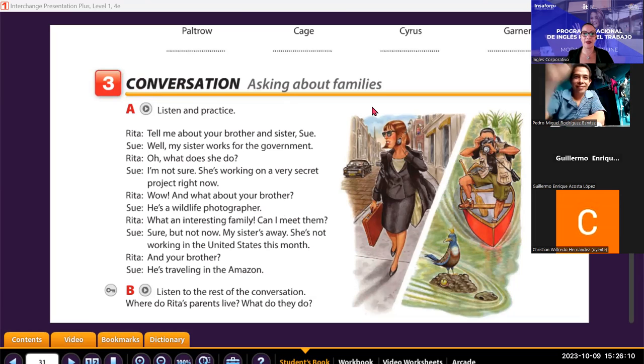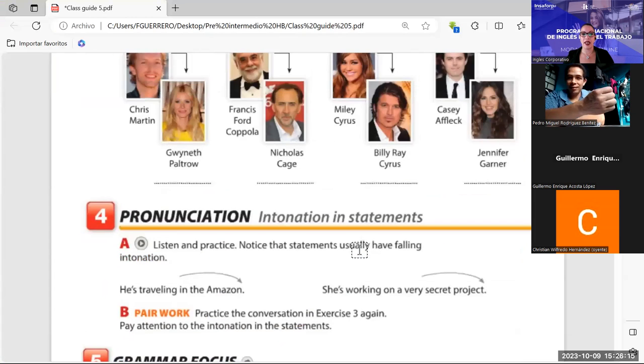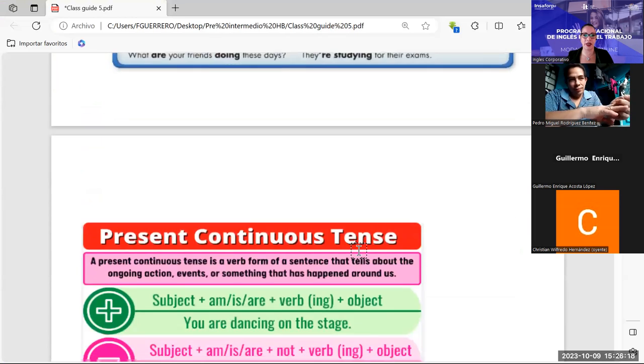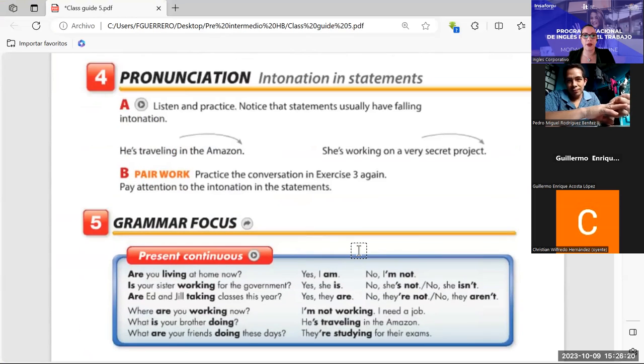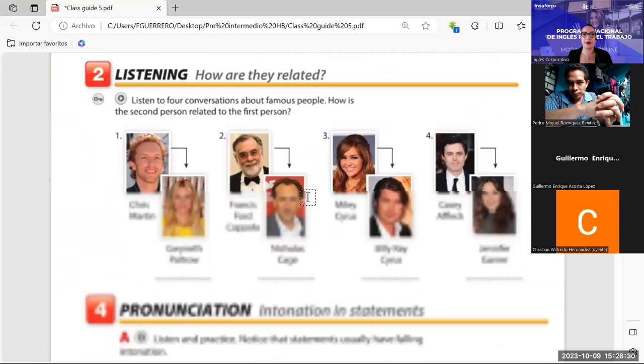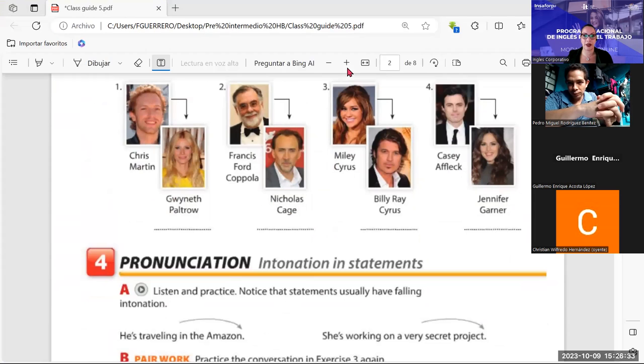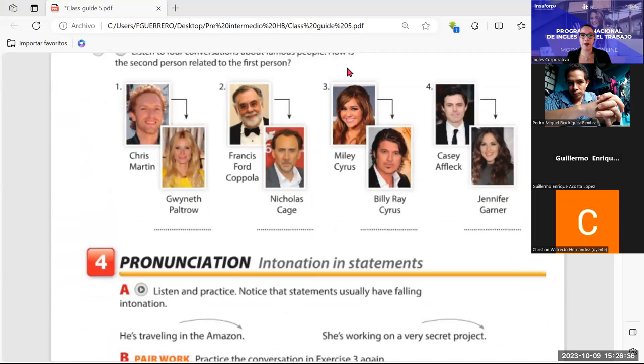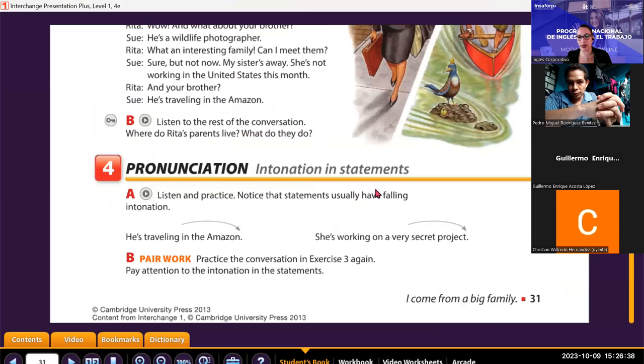Okay, let me share to see the guide. Yes, we have these two exercises. And then we have this pronunciation exercise, as we're going to be working with yes/no questions, some with the verb be, and WH questions with the present continuous. This is what we'll be working on today. So let me do a new share. Yeah, we completed this part. And now intonation in statements. Let's see, the intonation in this kind of statement tends to be falling intonation.